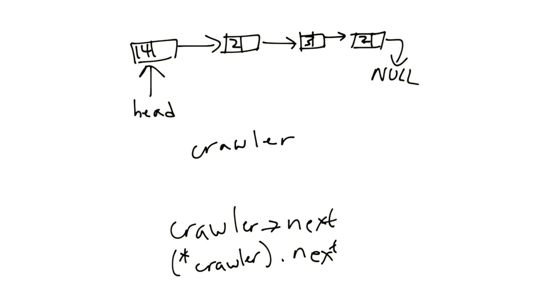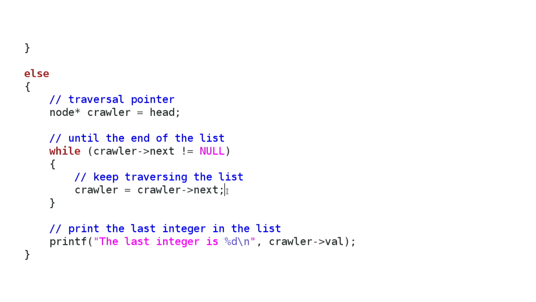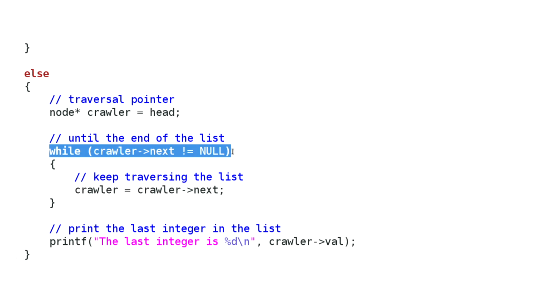Once we've found the last node, we want to print crawler arrow val, the value in the current node, which we know is the last one. Otherwise, if we're not yet at the last node in the list, we have to move on to the next node in the list and check if that's the last one. To do this, we just set our crawler pointer to point to the current node's next value, that is the next node in the list. This is done by setting crawler equal to crawler arrow next. Then we repeat this process with a loop, for instance, until we find the last node.